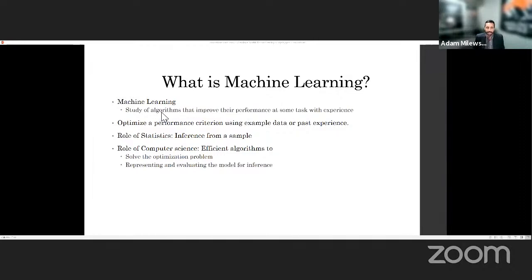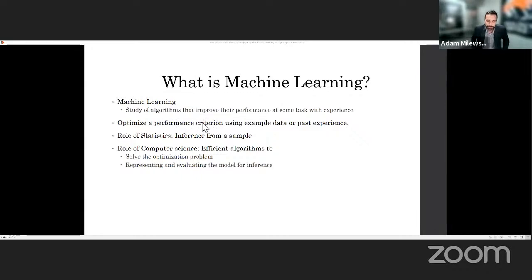Well, it's the study of algorithms, not data, algorithms that improve their performance at some task with experience of the data. So we're studying algorithms, and I'll give you a depiction of this, to improve the performance of some task with experience. We optimize a performance criterion, okay, how accurate some information is. How can we reduce error?